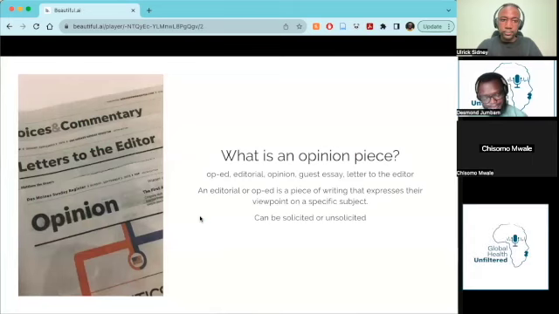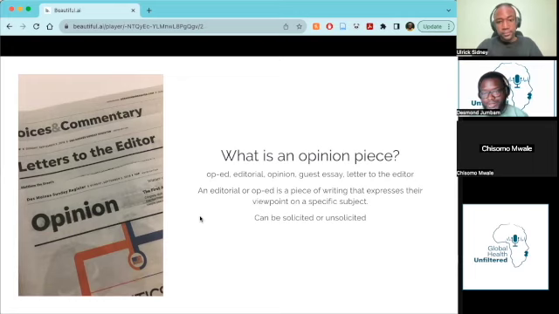Straight into it. What is an opinion piece? The answer is right in the name, right? An opinion piece is a piece of writing that expresses your viewpoints on any topic, any particular subject, right? And they come with various names. Typically you'll see opinion, but sometimes you'll see op-ed, sometimes editorial, sometimes guest essays, letters to the editors. These are all varying flavors of opinion pieces.